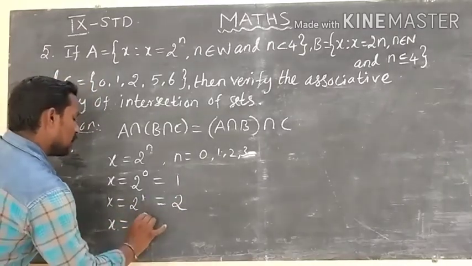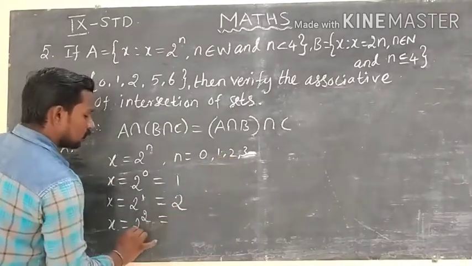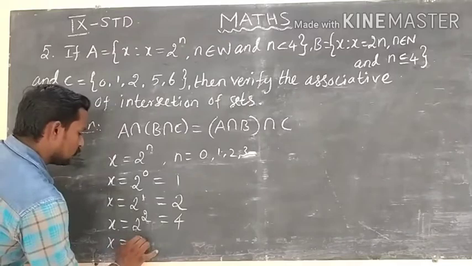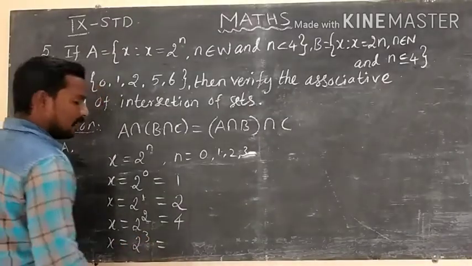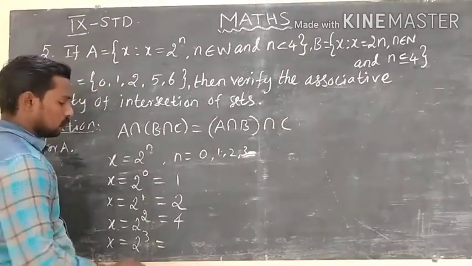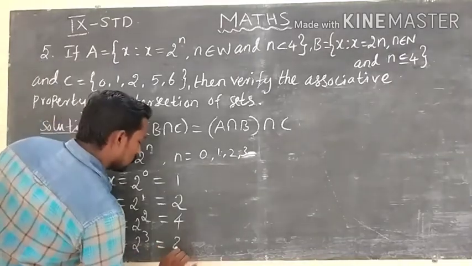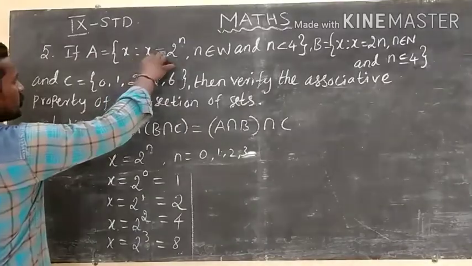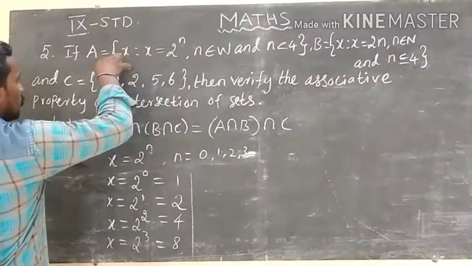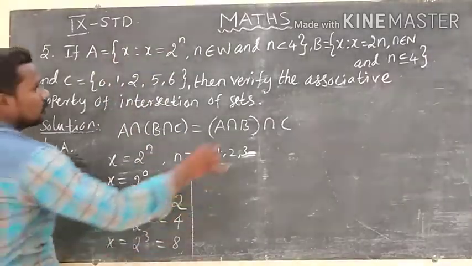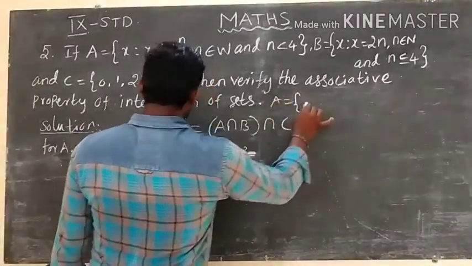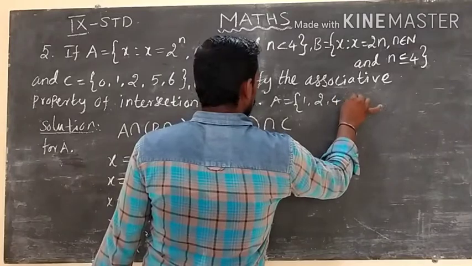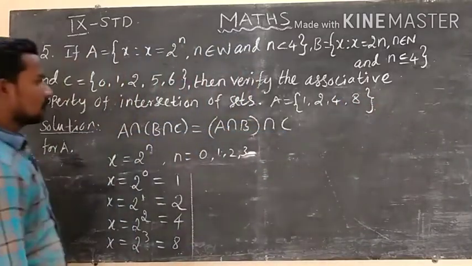x is equal to 2 power 2, which is 2 multiplied 2 times: 2 twos are 4. And x is equal to 2 power 3, so 2 multiplied 3 times, 2 into 2 into 2: 2 twos are 4, 4 twos are 8. These are the x values. So A is equal to the set {1, 2, 4, 8}.